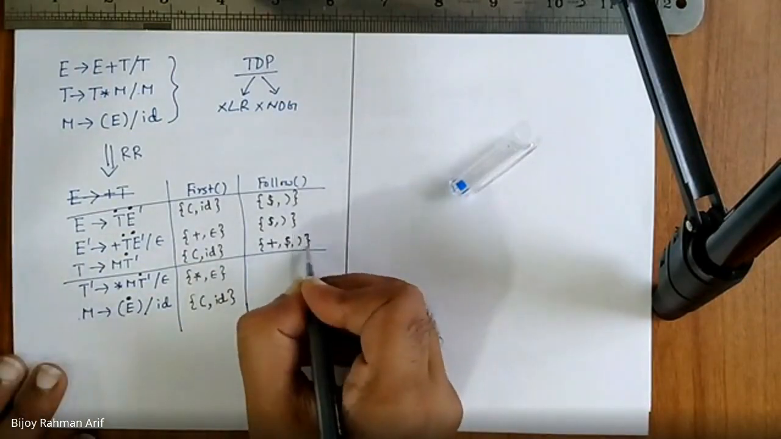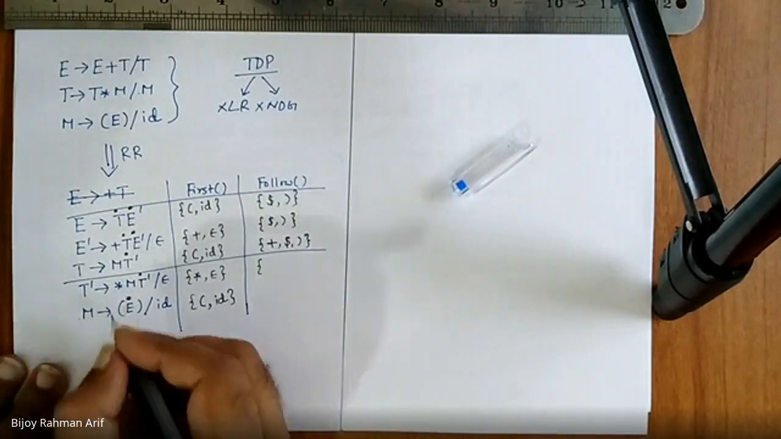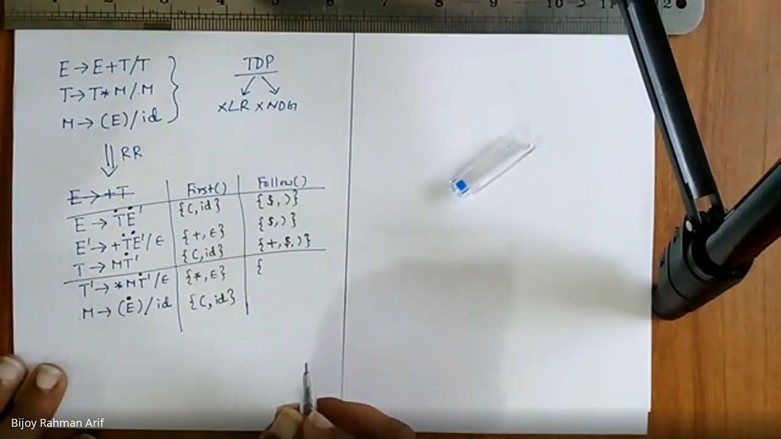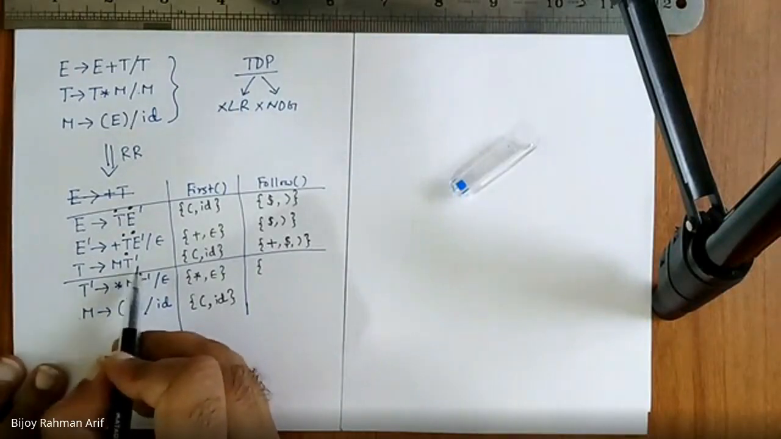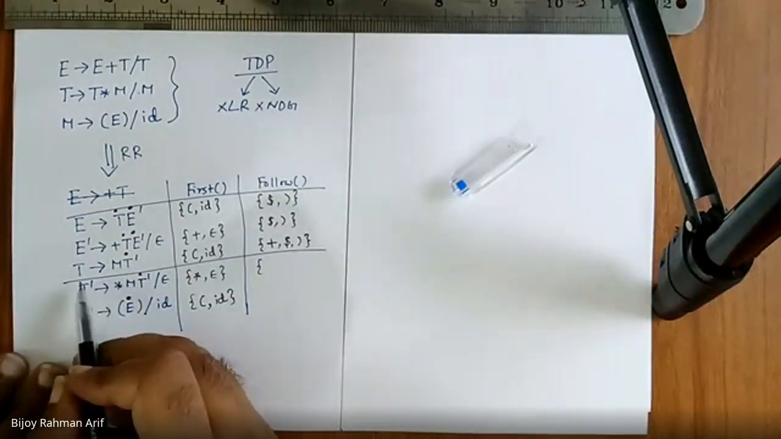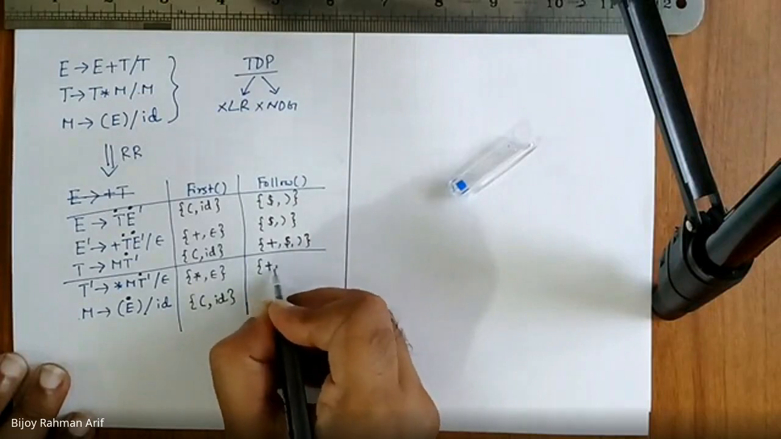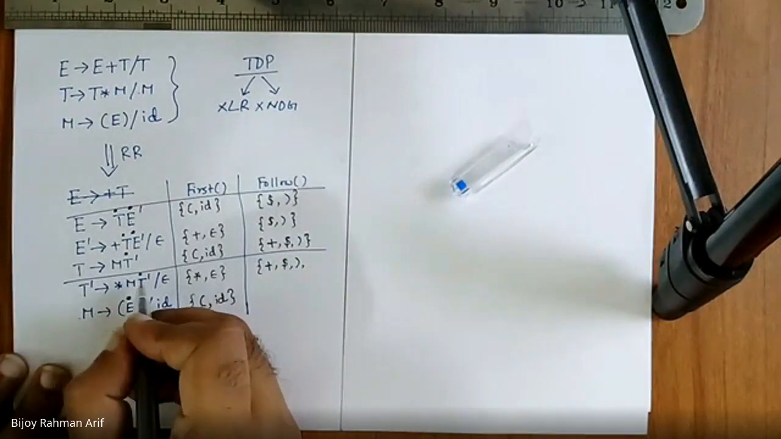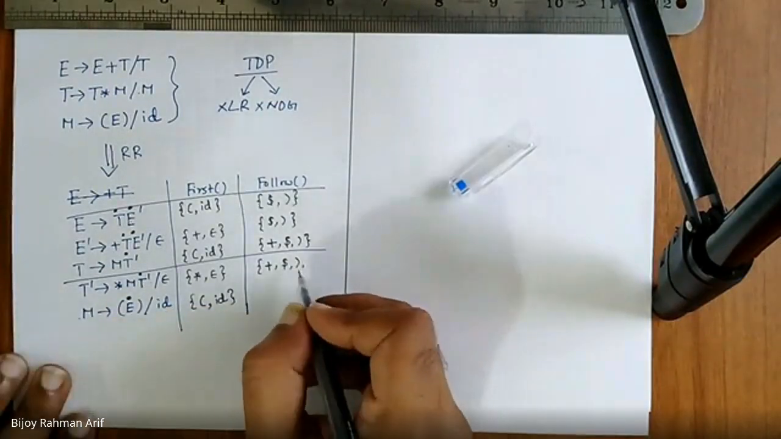So yeah, let's go over here. T dash appears here and here. Anywhere else? No. For this one, T dash appears on the rightmost side, so follow of T dash is nothing but follow of T. What is follow of T? Plus, dollar, close parenthesis. And for this one, follow of T dash is follow of T dash. So we are done.